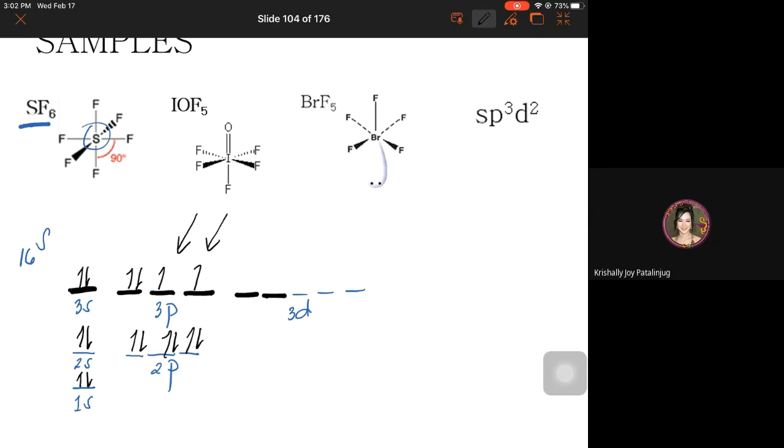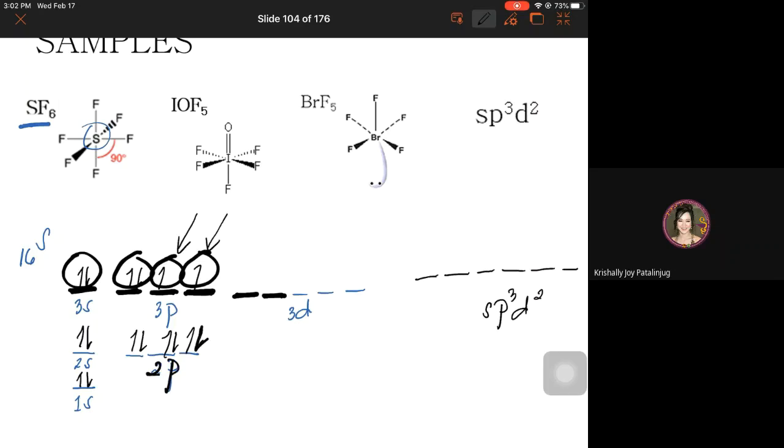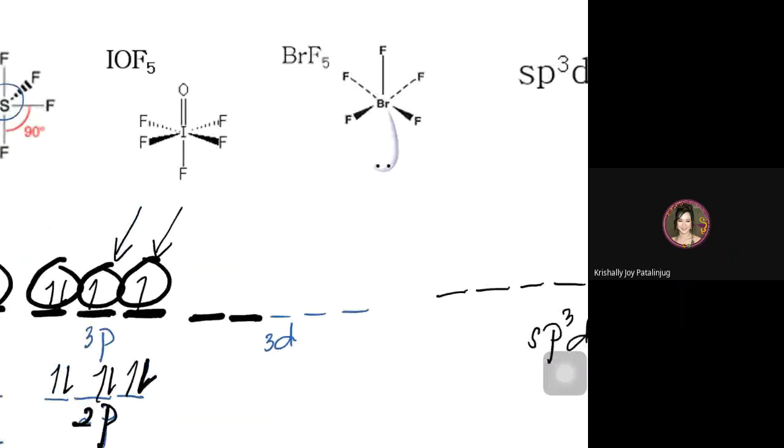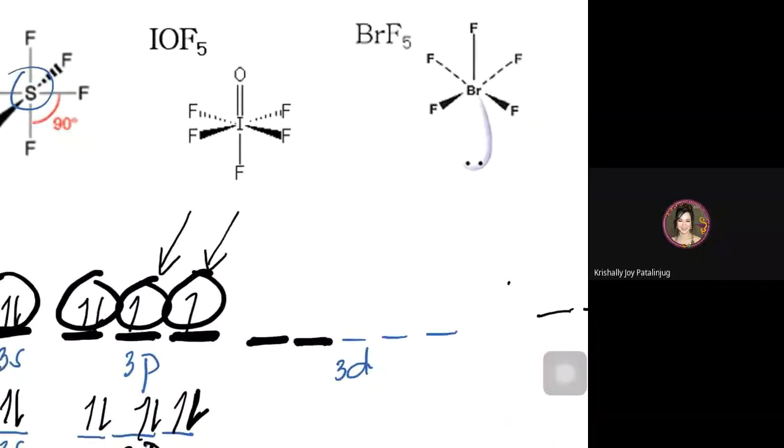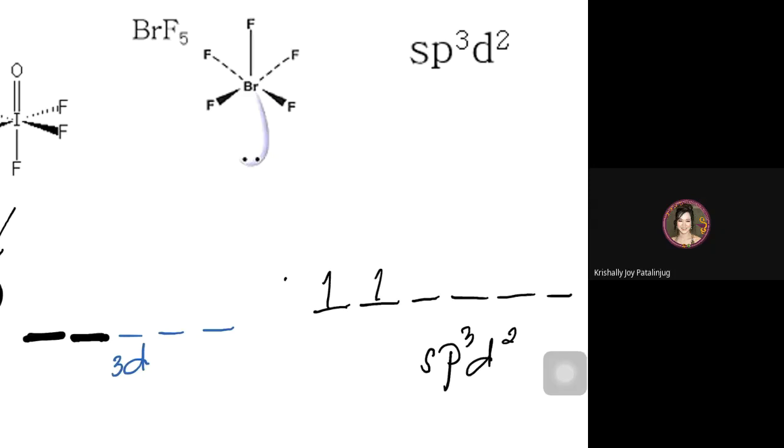So, 6 in all: 1, 2, 3, 4, 5, 6. And that will form sp3d2, which is equivalent to 6 orbitals. How many valence electrons does sulfur have? 6. So, after 2p6, these 6 will be distributed singly to the hybrid orbitals sp3d2. Alright?